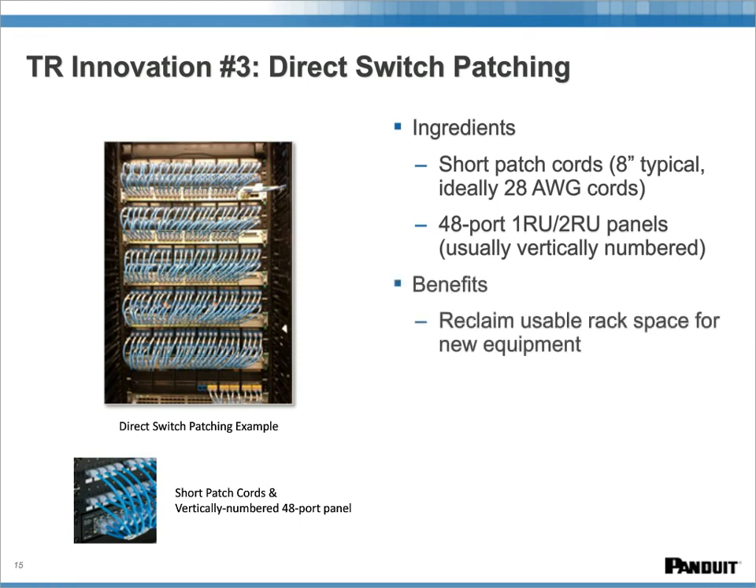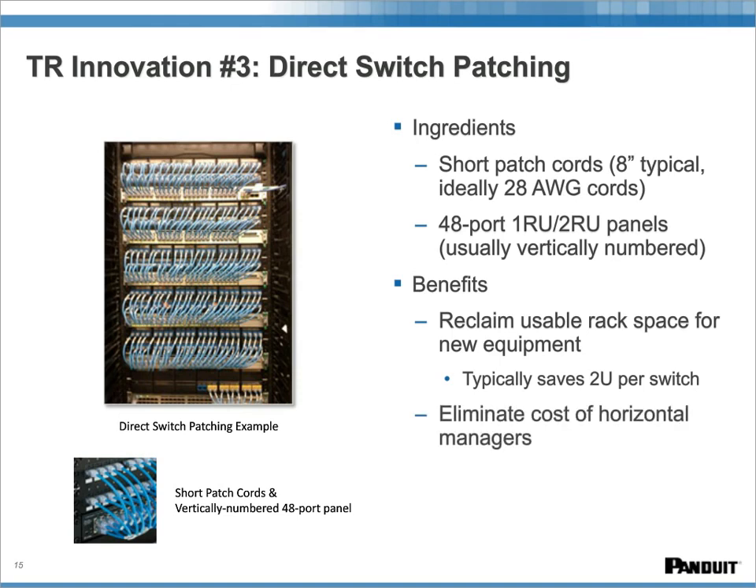The benefits, obviously, you can reclaim usable rack space for new equipment, and this can be done very quickly through the elimination of that horizontal manager. Typically, it's going to save you at least 2U per switch. Obviously, you also eliminate the cost of horizontal managers if you're looking at a new install. And in terms of an operations cost, it's much easier maintenance and troubleshooting because there's literally no cable to trace end to end. The entire link is right there in front of you. So this is something that's gotten quite a bit of attention as a very quick to implement solution.